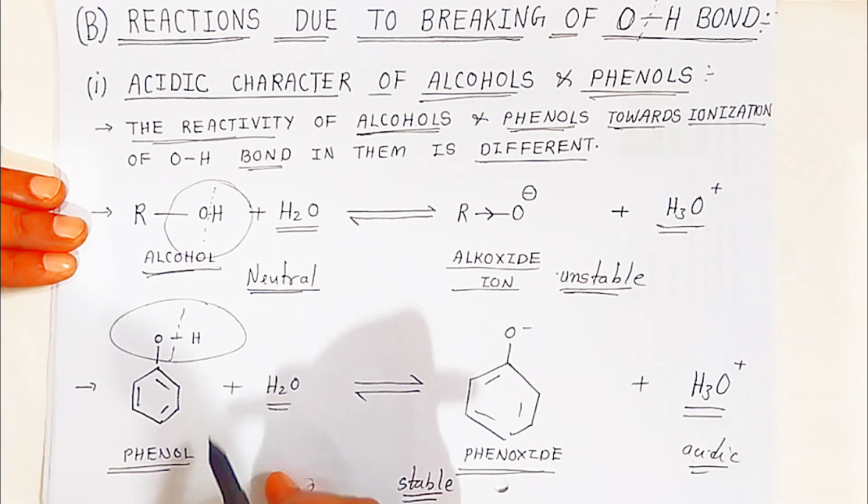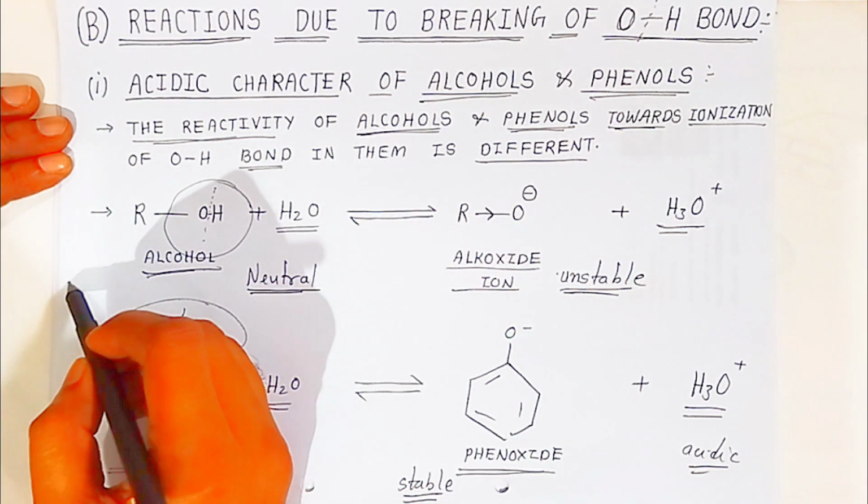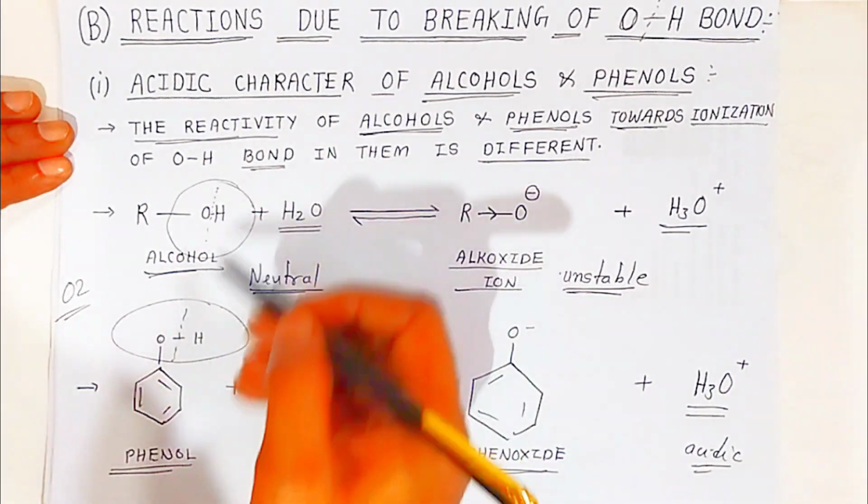Phenol is more acidic than alcohol. So in the examination, students, sometimes they may ask why. This way you have to write it down for 2 marks in the board examination. So these two reactions you have to write down.